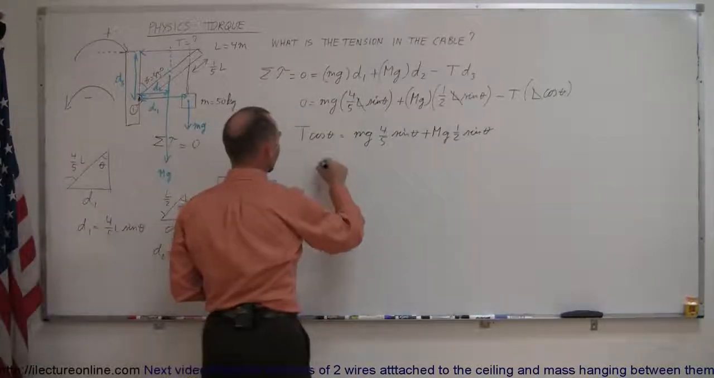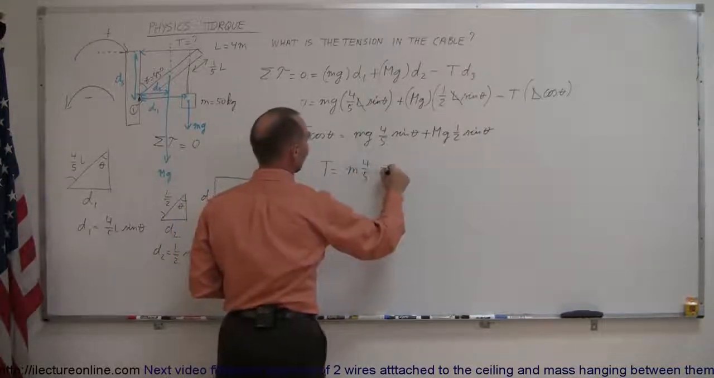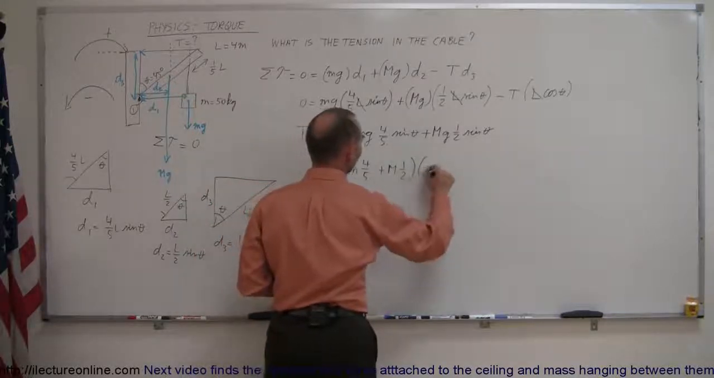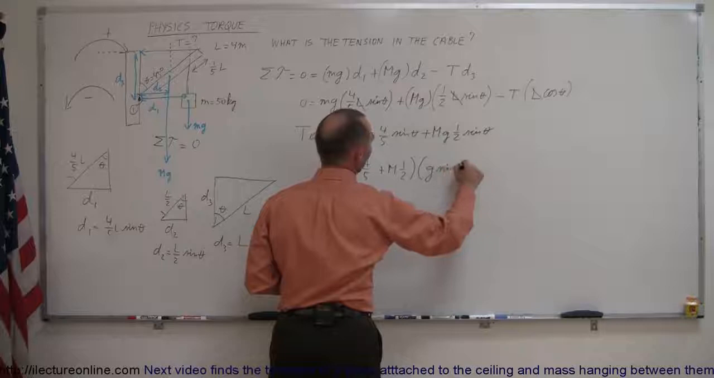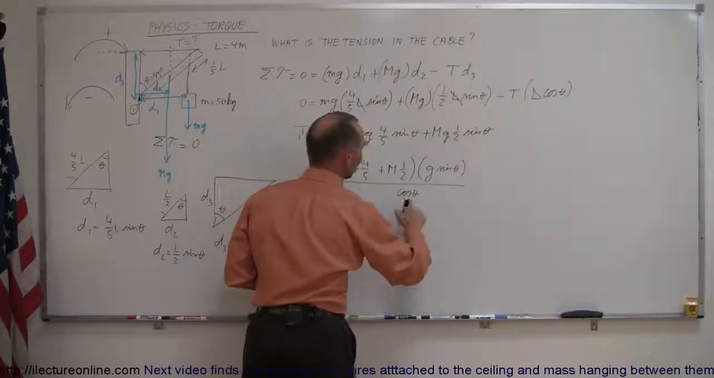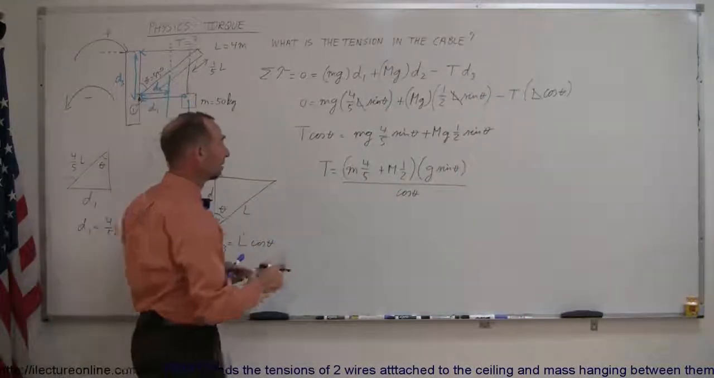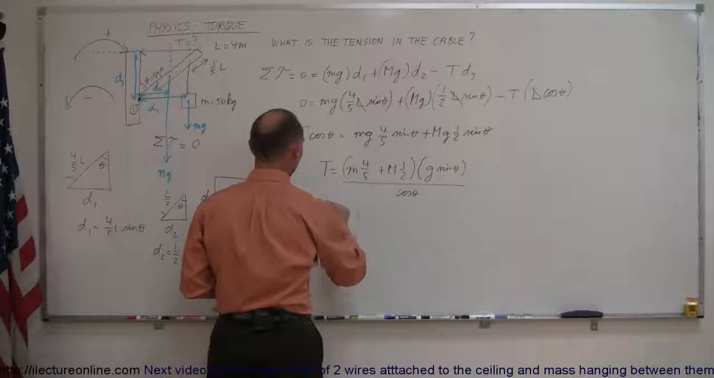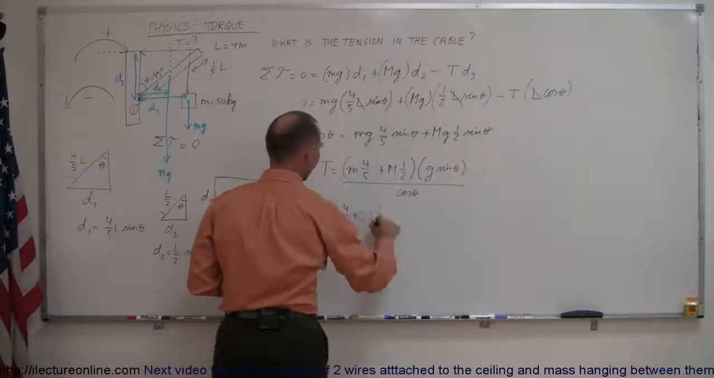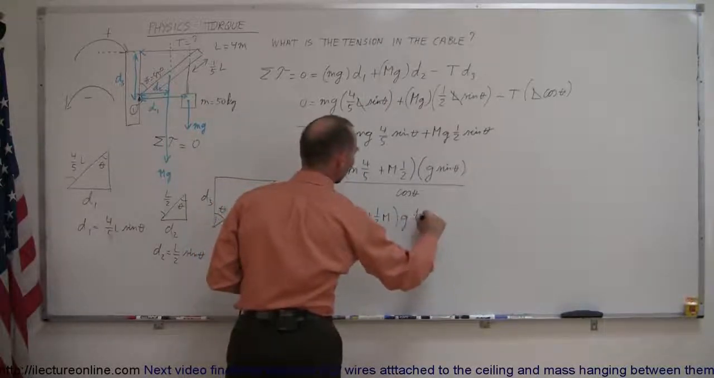So I can write that T is equal to m times 4/5 plus big M times 1/2, multiplied by what I factored out, which is g sine theta, and divide the whole thing by the cosine of theta right here. Sine of theta divided by cosine of theta is equal to the tangent of theta. And so what I have here is that T is equal to 4/5 times the little mass plus 1/2 times the big mass, all times g, all times the tangent of theta.